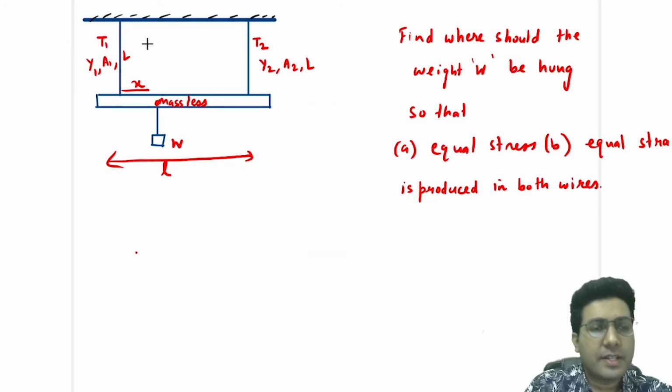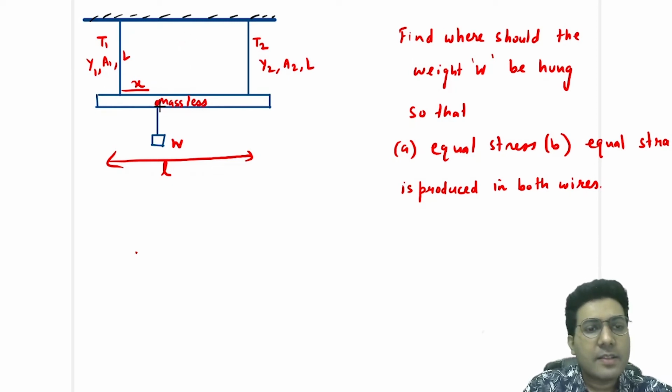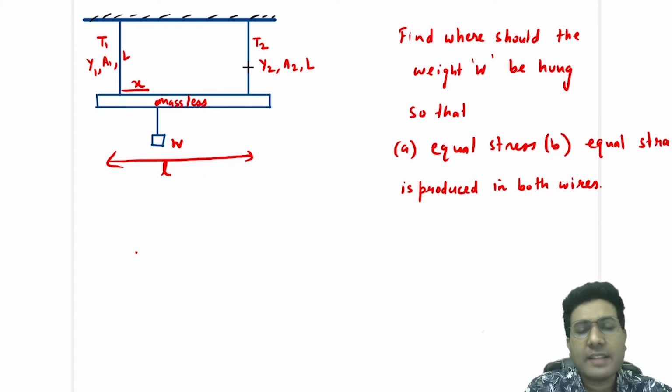Now in this question it is given that we have two wires of length L, and the Young's modulus and area of cross section are Y1, A1 and Y2, A2 respectively. It is connected to a massless rod and there is a weight hanged on this rod. The weight is given as W and we need to find this X, that means where the weight should be hanged, such that there is first equal stress in both the wires and second equal strain in both the wires. These two wires here are equidistant, or you can assume that these two wires are at the end of the rod.